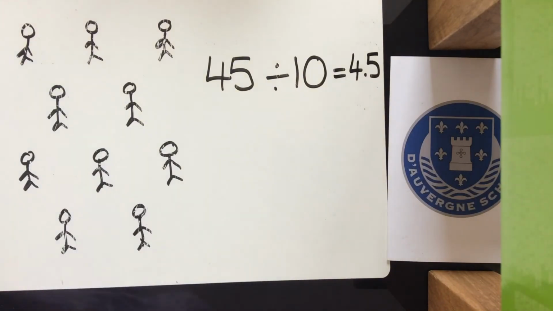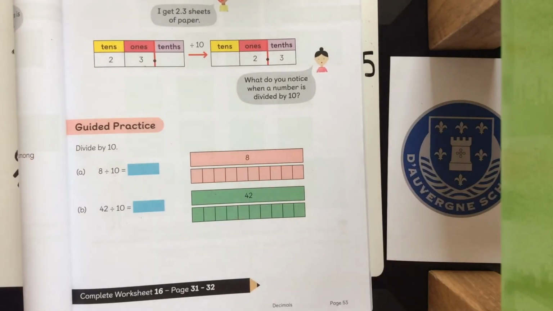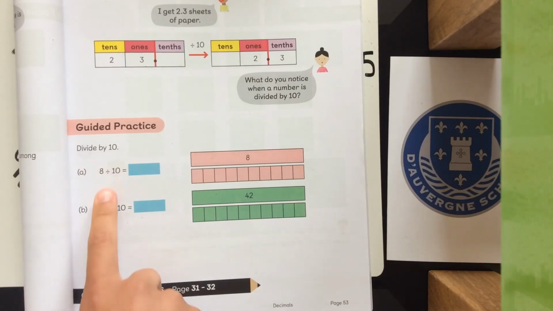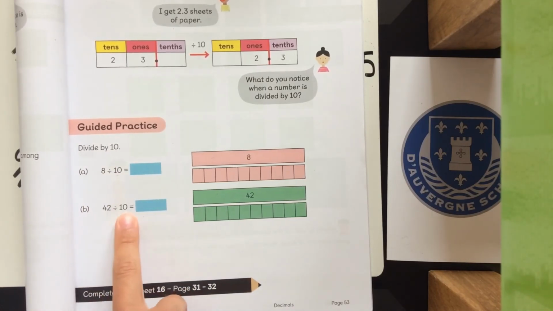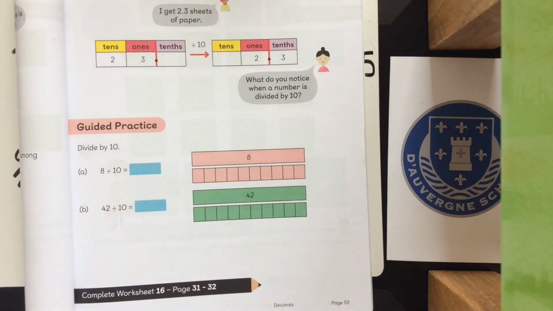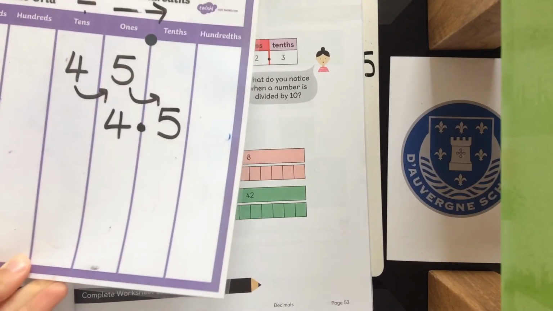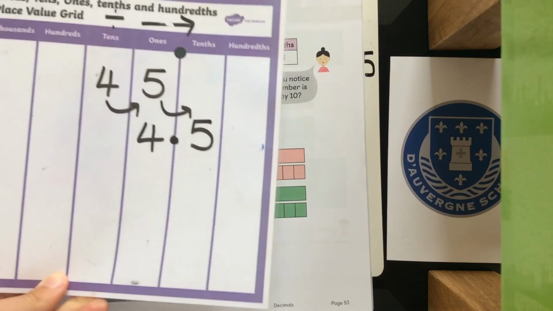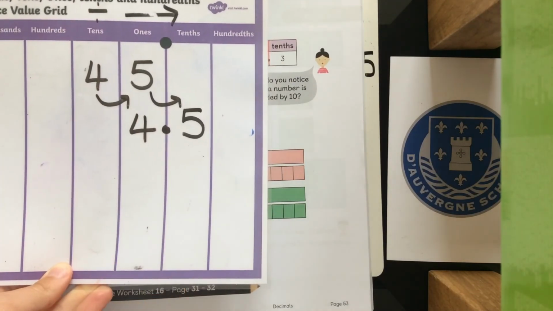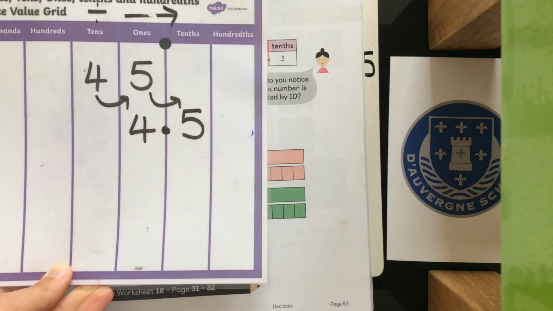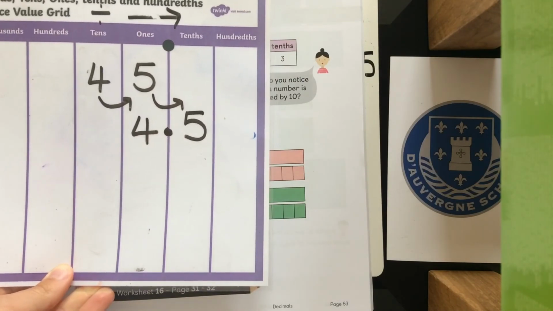Let's have a look at our guided practice now. So it says divide by 10. What is 8 divided by 10 and what is 42 divided by 10? Use the place value grid if you need to, remembering where each digit needs to go and how much it needs to move, and our decimal point. Pause the video now whilst you give that a go.